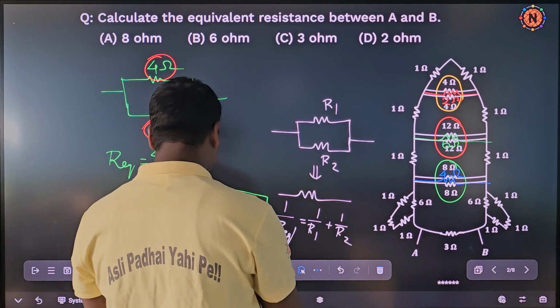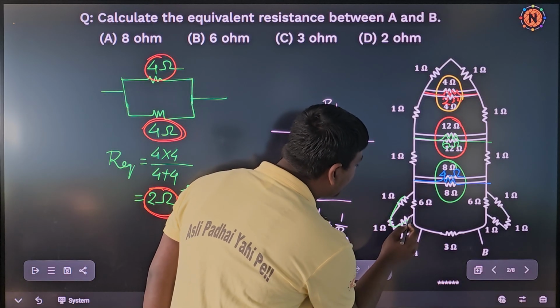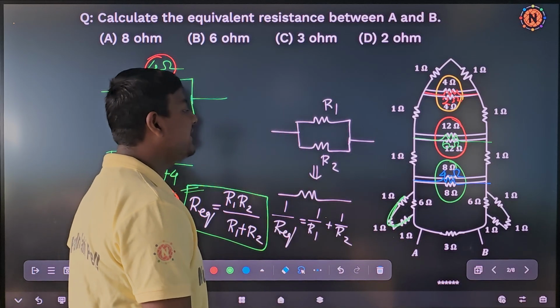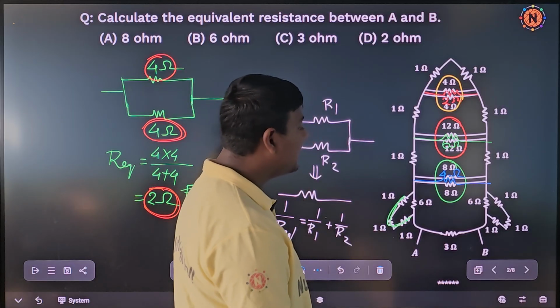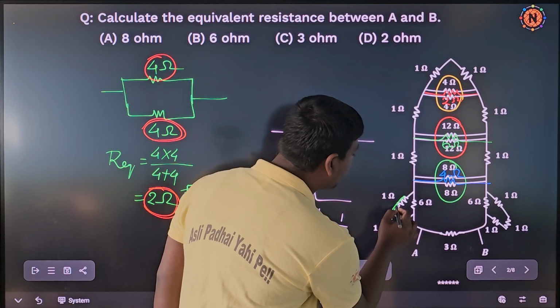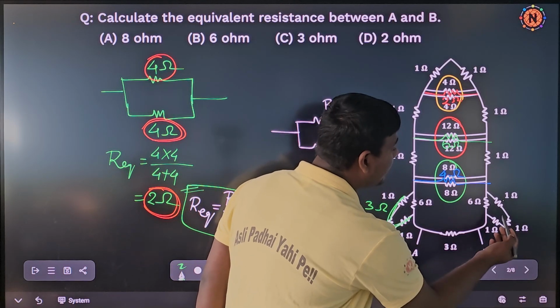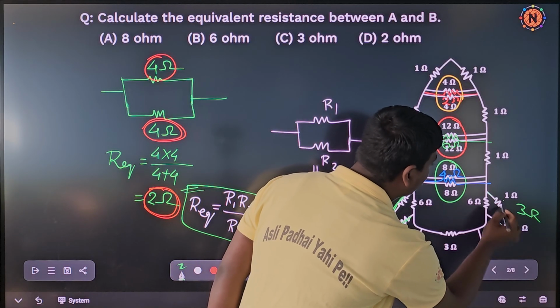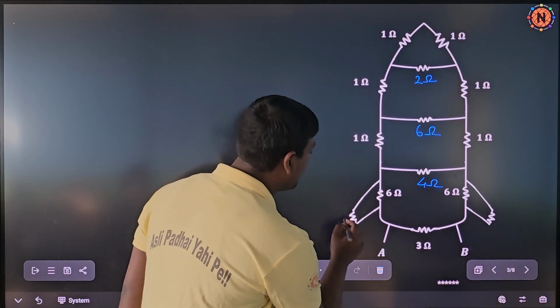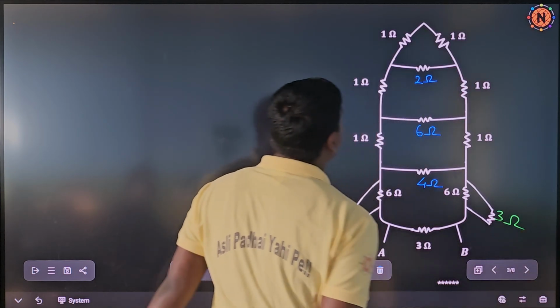Similarly, in this combination 1 ohm, 1 ohm, 1 ohm, they are all in series. Series means same path. So in series, the equivalent resistance becomes just the addition. So 1 plus 1 plus 1 will be a total of 3 ohm. And similarly 1, 1, 1 will be a total of 3 ohm resistance. So in the equivalent diagram, that will become 3 ohm, and this is also 3 ohm.